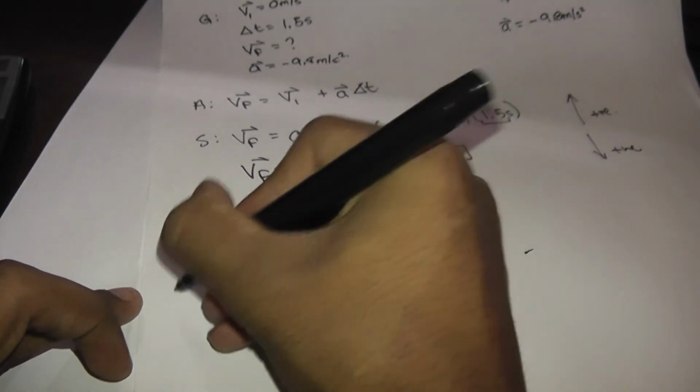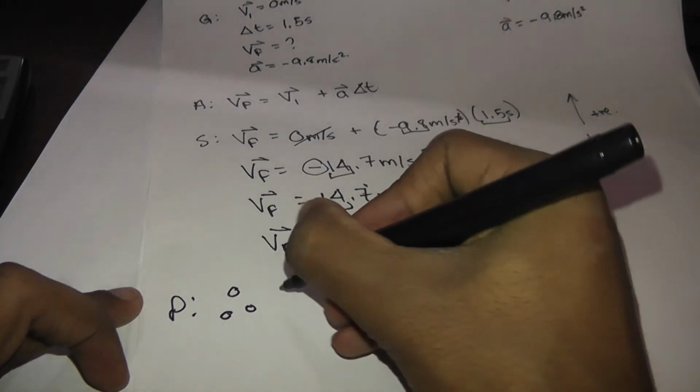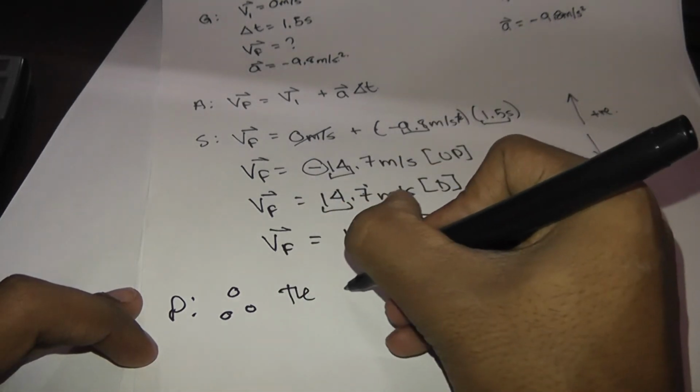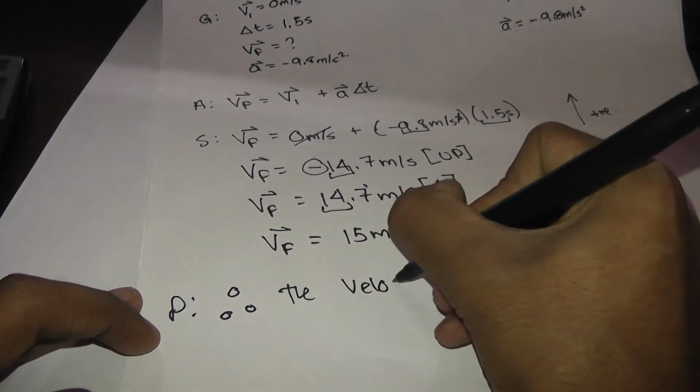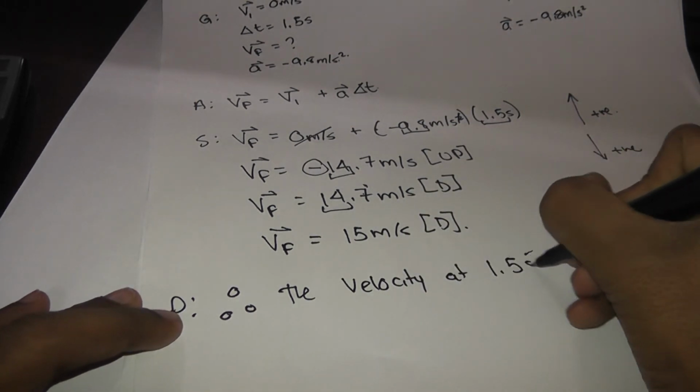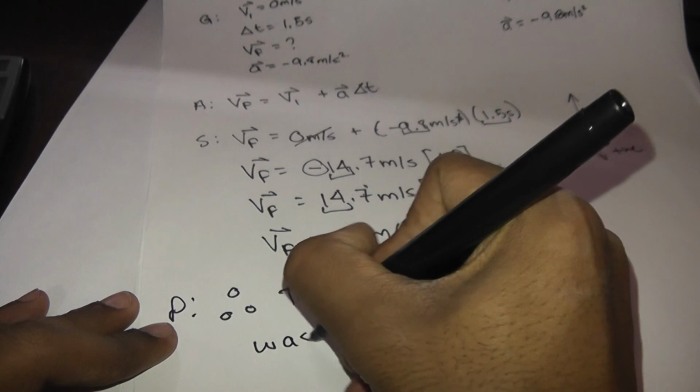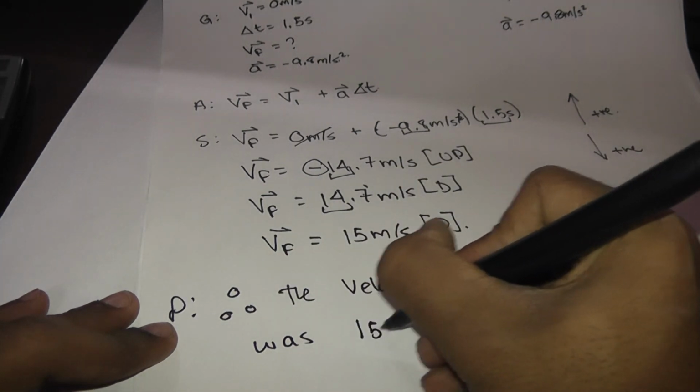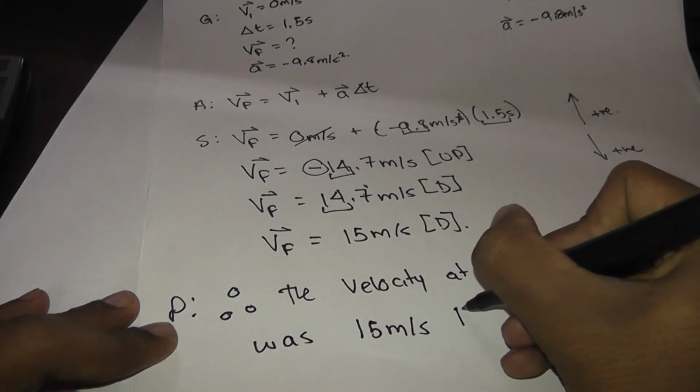Therefore, the velocity at 1.5 seconds was 15 meters per second down.